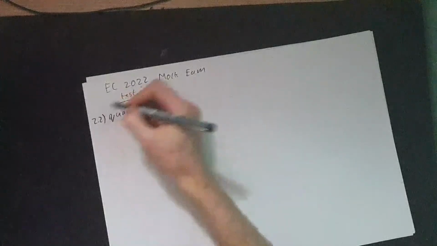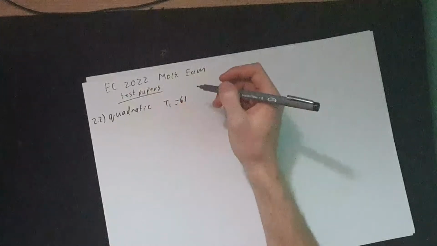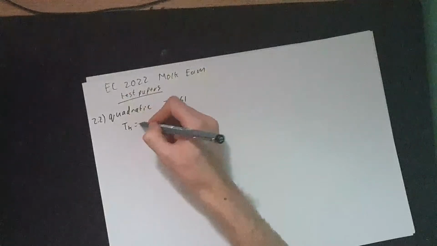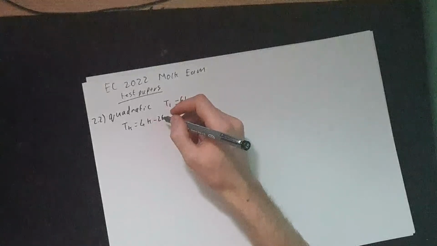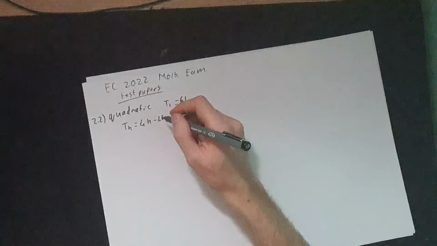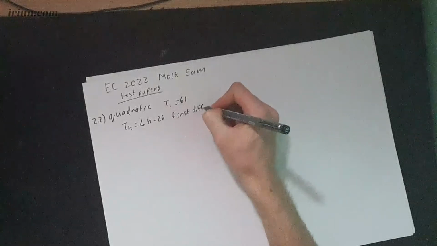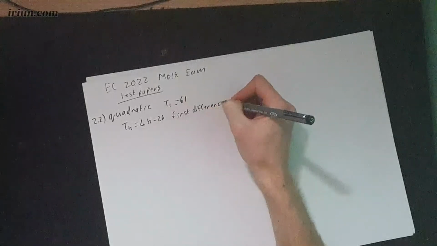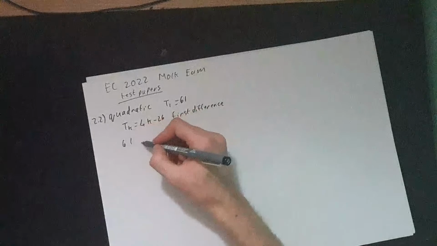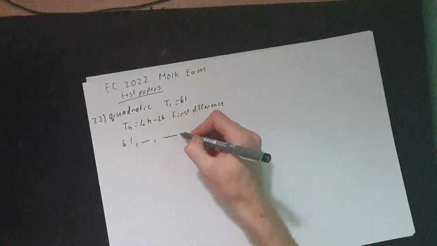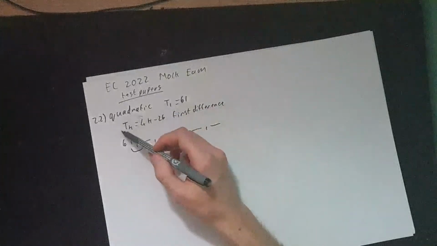Okay, so this is 2.2. We're dealing with a quadratic, and T1 equals 61. Then they tell you that T of K equals 4K minus 26 forms the first difference of the quadratic number pattern. So this is your first difference. Essentially, what does that mean? We're going to have 61 and another term, and another term, and another term. This difference follows this function over here.